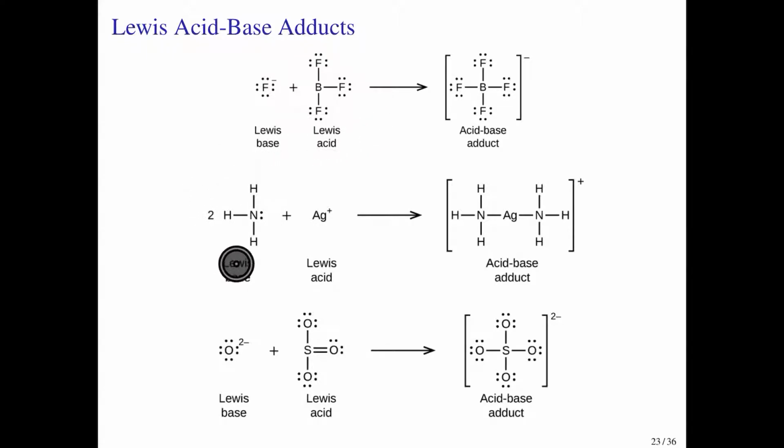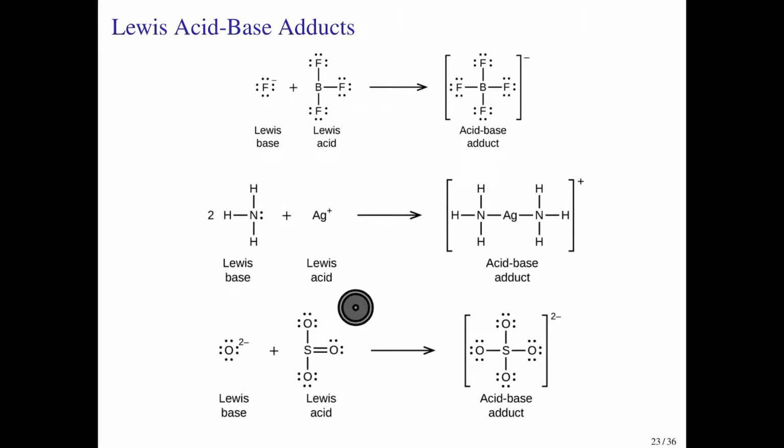Here's an example involving the formation of a so-called complex ion. In this case, we've got 2 molecules of ammonia, each of them with their lone pair, and they each donate an electron pair to the silver cation. And so you form an adduct like this. And in this case, since the silver plus is accepting the electron pairs, it is the acid. The ammonia is the base because it's donating its electron pairs.